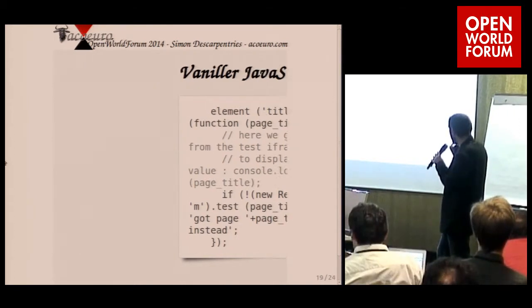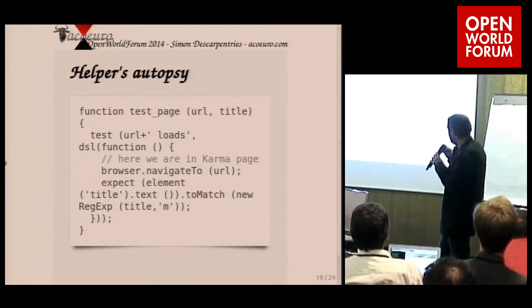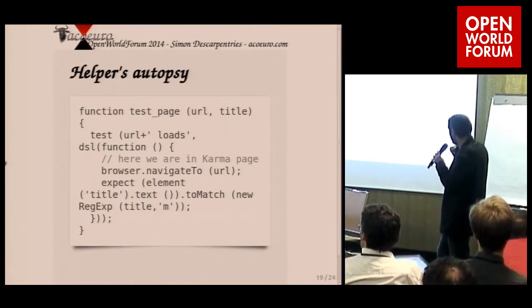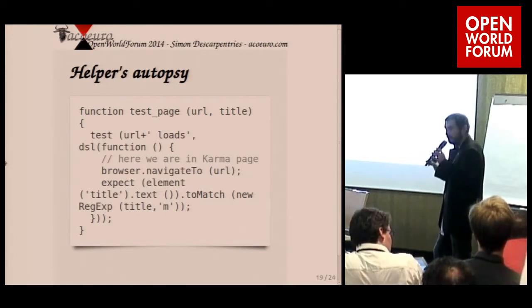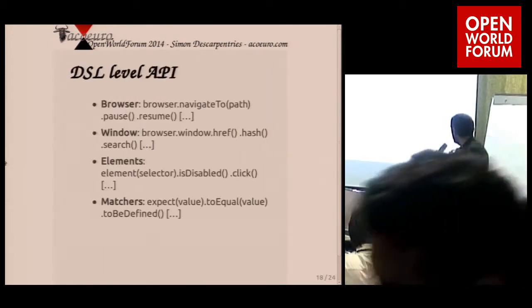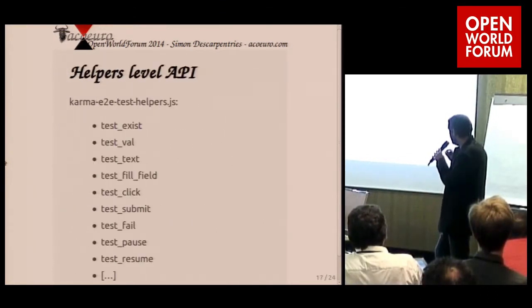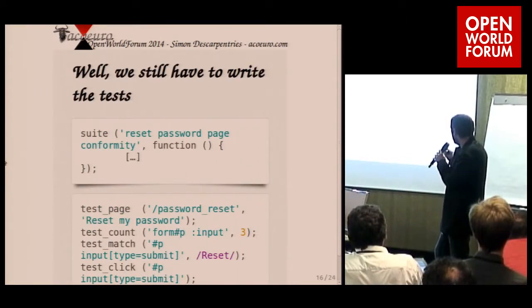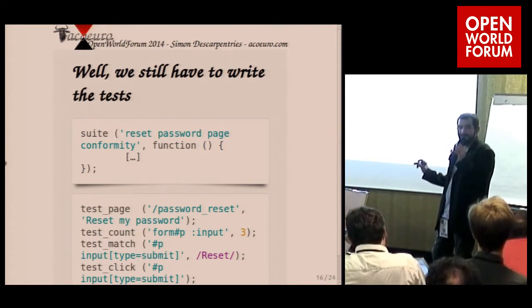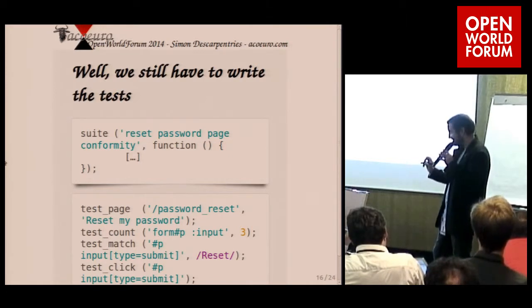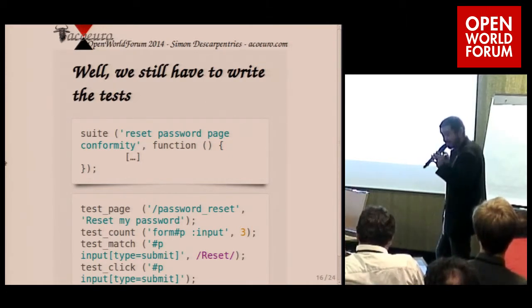And this line can be replaced by this: expect element title dot text to match the regex, in the second level of API, which is just, as you've seen, the test page in this level of API. Okay? No, not okay. No questions.